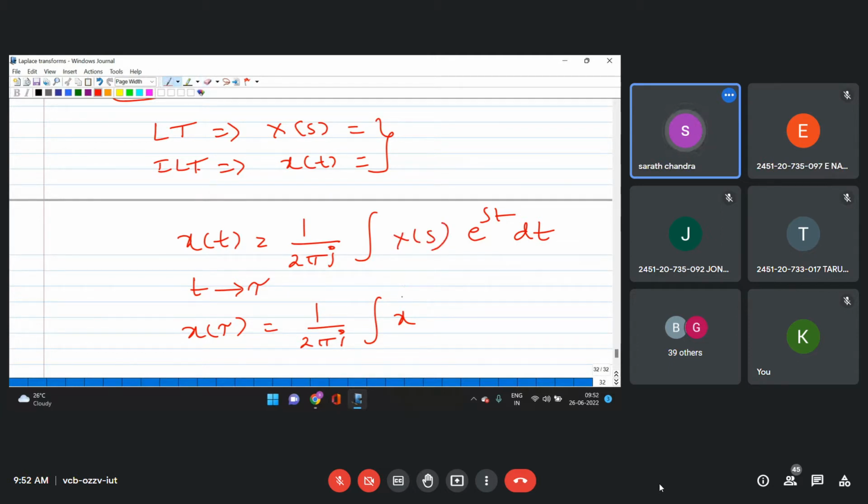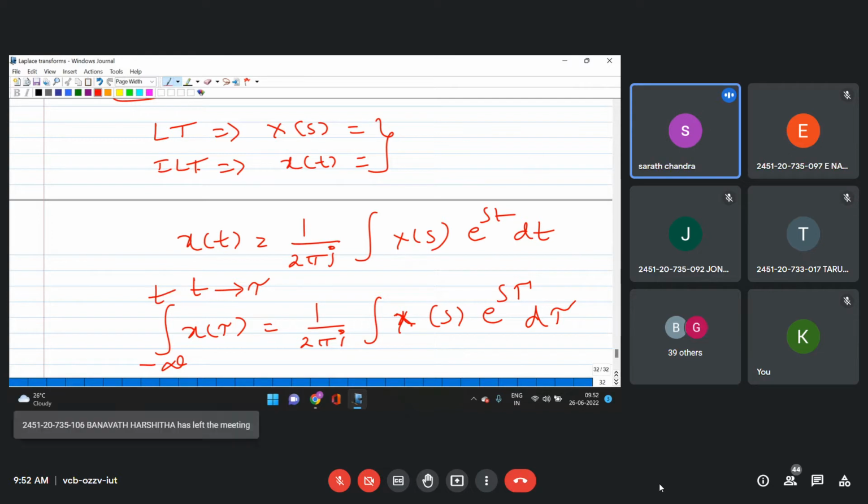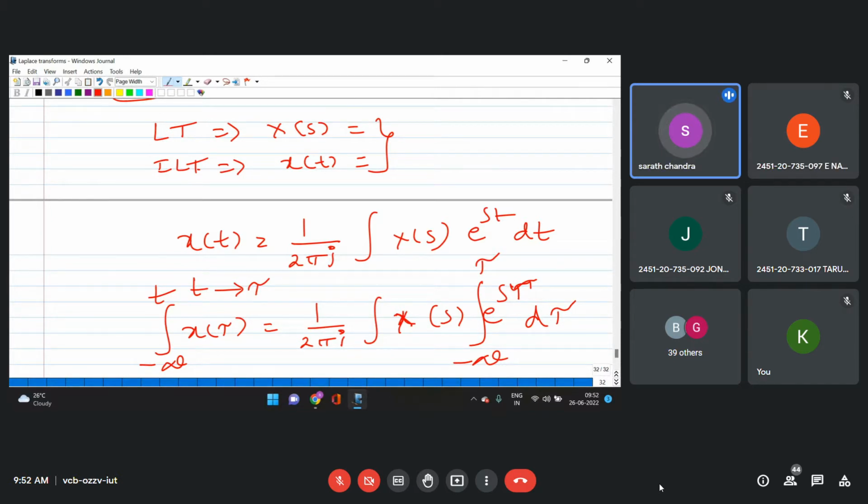X of s times e power s tau, right? So everything will change because we've interchanged t and tau. Now what I'll do here is integrate both sides, right? Both the sides from minus infinity to t. So I'll take the integration inside this because only t is valid here. So this will be from minus infinity to tau, right? So this is what we have done, isn't it?